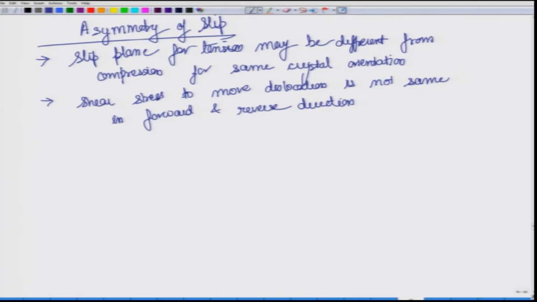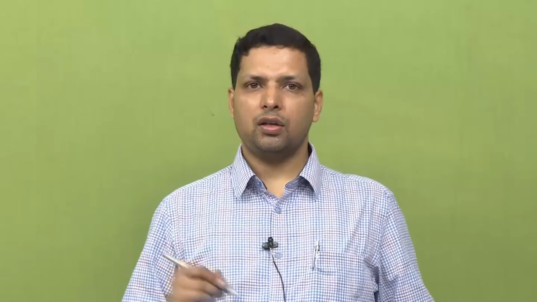So, originating from the threefold symmetry, we see that there is asymmetry of plane, which implies that the slip plane for tension may be different from compression, and since different planes have different resistance, the shear stress that is required will be different to move a dislocation in the forward direction versus in the reverse direction, and that may also end up yielding different shear strength in tension and different shear strength in compression.